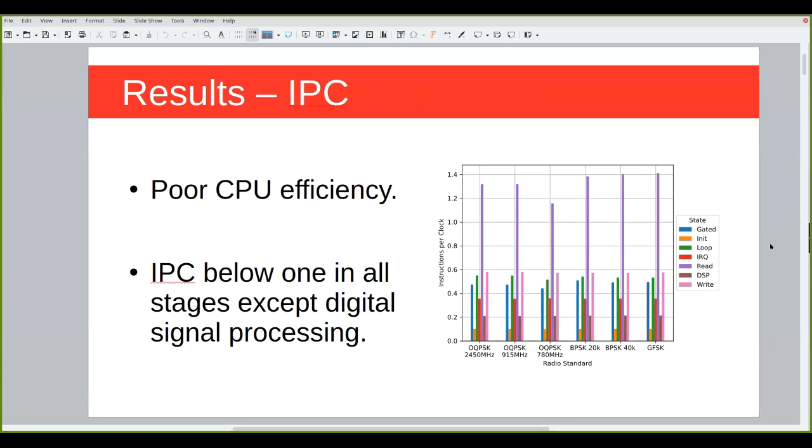The IPC of the CPU was also measured in each of the stages mentioned in the previous slide, again with each group of bars here representing a different standard. It can be seen that the CPU is very inefficient in all stages except signal processing, which is in purple, with all of the other stages reporting back IPC values that are below 1. The signal processing, however, has IPC values above 1, which tells us that even though the signal processing takes up a large proportion of the time, the CPU is actually running very efficiently during this time. In all the other cases, the CPU is not running very efficiently, wasting time.